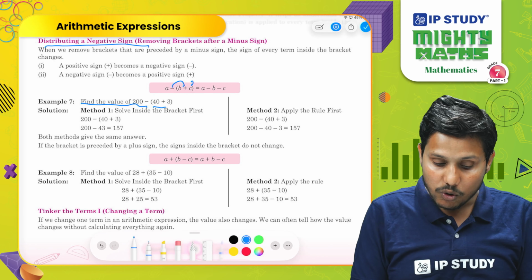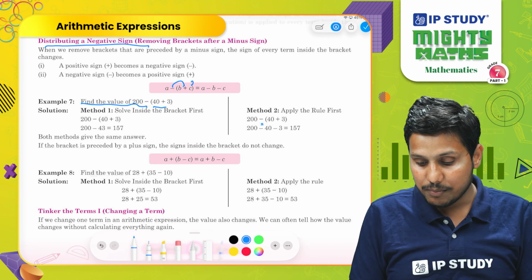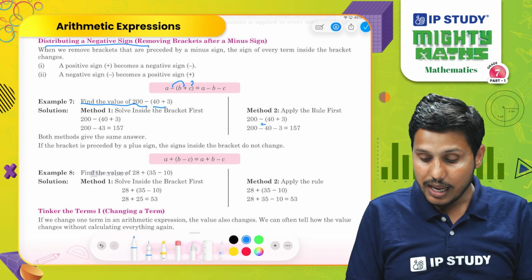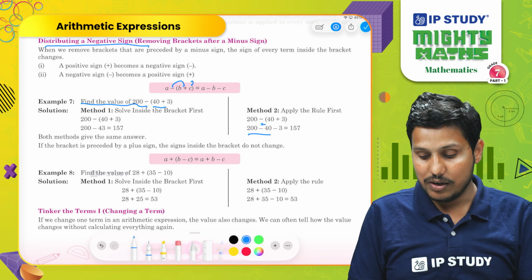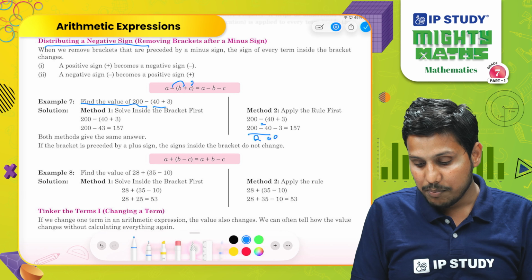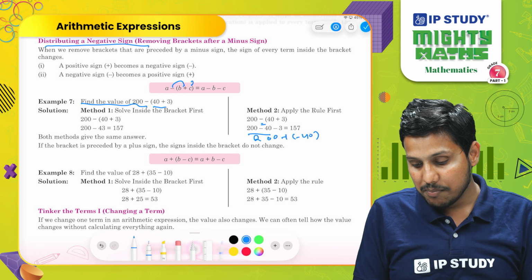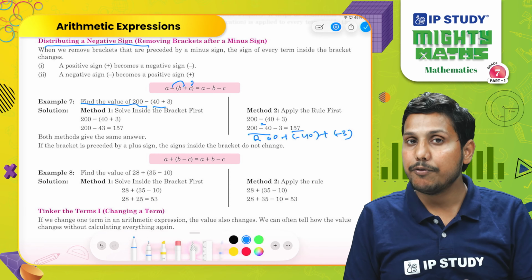Otherwise we can open the bracket and minus will be given to each of them, and then we can solve it one by one. Okay, like 200 plus minus 40 plus minus 3, which will give us 157.